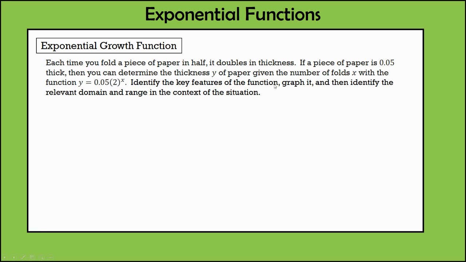They're asking us to identify the key features of the function, to graph it, and then identify the relevant domain and range in context of the situation. Okay, so let's first identify the key features. As you look at the equation y equals 0.05 times 2 to the x, the base number, the b, is 2. Since 2 is greater than 1, you know this is exponential growth. And you know roughly what the graph will look like in terms of it's going to increase by that specific ratio, which in this case is we're doubling it each time.